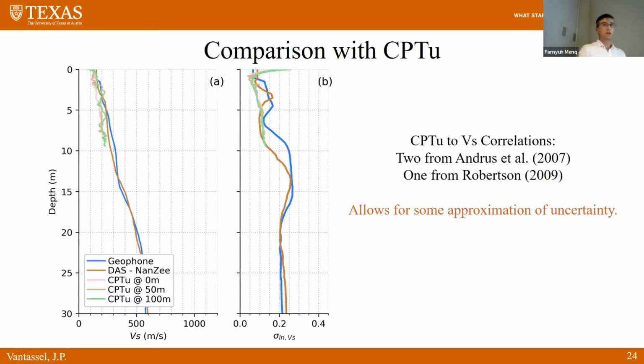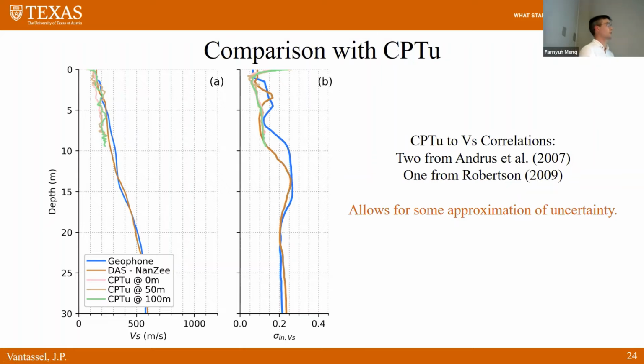And if you remember, we had 3 CPTU measurements at our site, which we can then correlate to shear wave velocity. And so what we're showing, the 3 different CPTs are shown in different colors here. And we're able to estimate a median and standard deviation by using different CPT to VS correlations. We are just using 3 here, 2 from Andrus and 1 from Robertson.